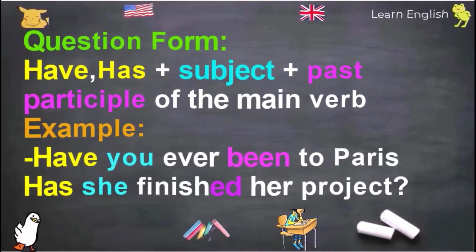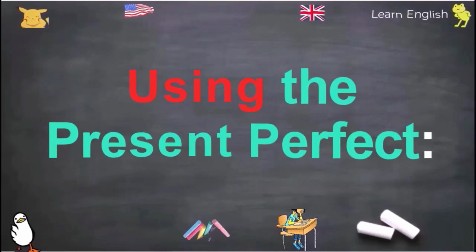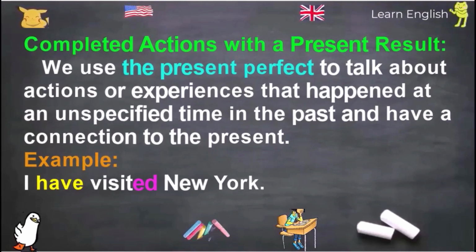Question: have/has plus subject plus past participle of the main verb. Example: Have you ever been to Paris? Has she finished her project? Using the present perfect. Completed actions with a present result. We use the present perfect to talk about actions or experiences that happened at an unspecified time in the past and have a connection to the present.